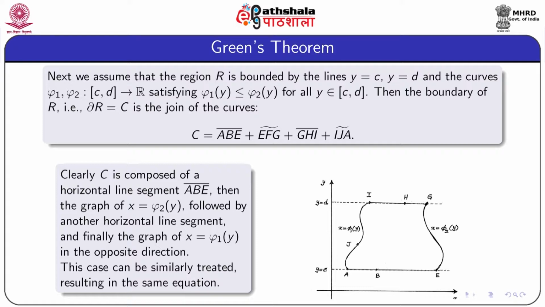Now, the boundary of R, that is del R equal to C, is the join of the curves given by C equal to line segment ABE, then curve EFG, then line segment JHI, and finally curve IJA. Clearly, C is composed of a horizontal line segment ABE, then the graph of x equal to phi 2(y), followed by another horizontal line segment, and finally the graph of x equal to phi 1(y) in the opposite direction. This case also can be similarly treated resulting in the same equation.